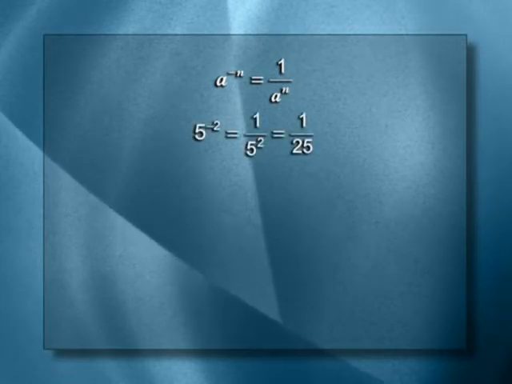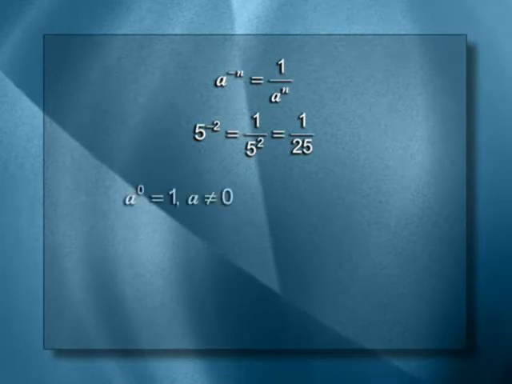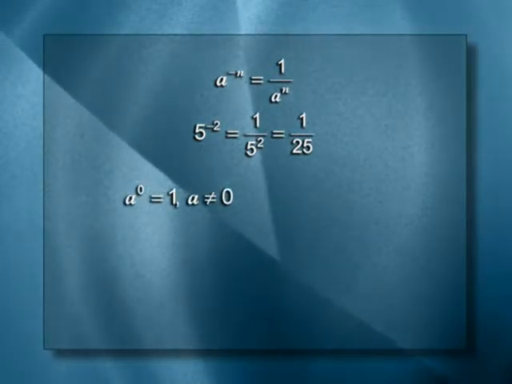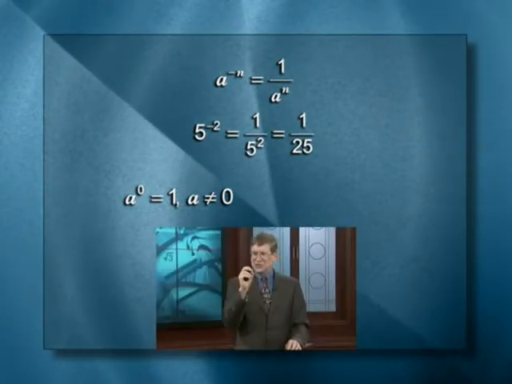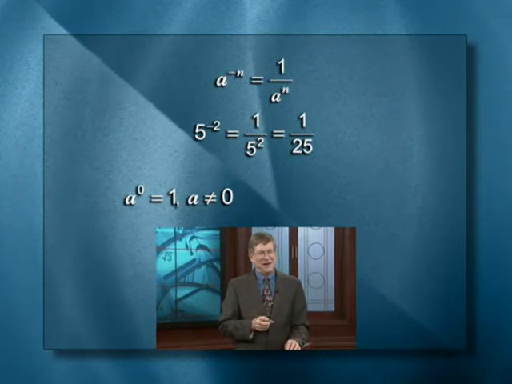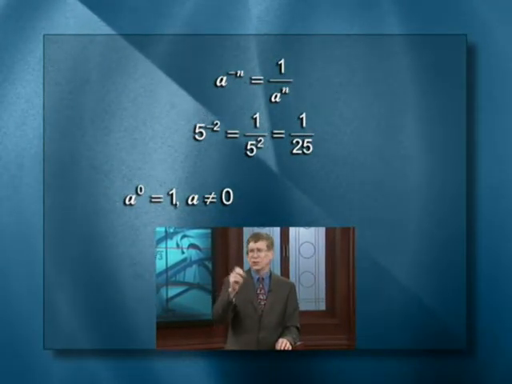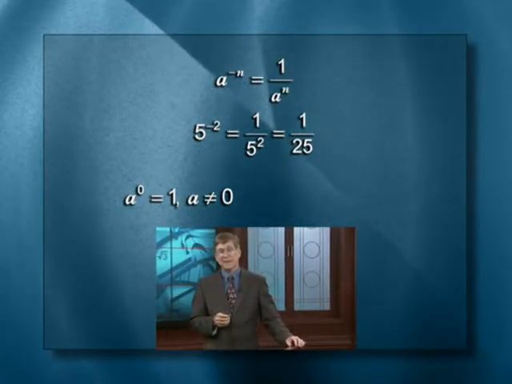Here's some more properties. a to the minus n means 1 over a to the n. For instance, 5 to the minus 2 means 1 over 5 squared, which is 1 over 25. a to the 0 equals 1. And that's true for all a not equal to 0. 0 to the 0 is not defined in mathematics. It's kind of a confusing number. But a to the 0, where a is anything but 0, that's always equal to 1.